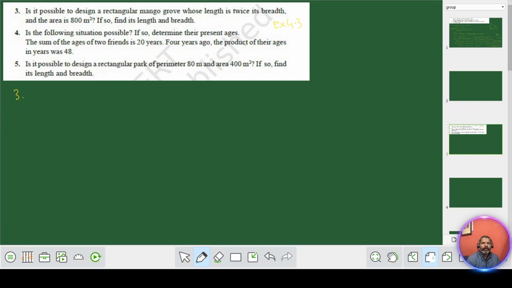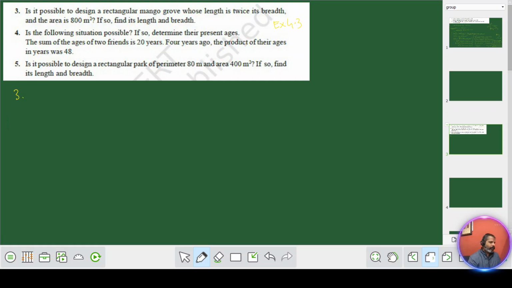If they ask doubtfully, like, is it possible to have the solution? Is it possible to construct a triangle? Is it possible to construct a rectangle with given parameters? Then you have to find the nature of root. If the discriminant is greater than 0 or equal to 0, then only we can find. If it is less than 0, say roots are not real. So based on that nature of roots knowledge, we are solving these three questions. See, is it possible to design a rectangular mango grove whose length is twice its breadth?